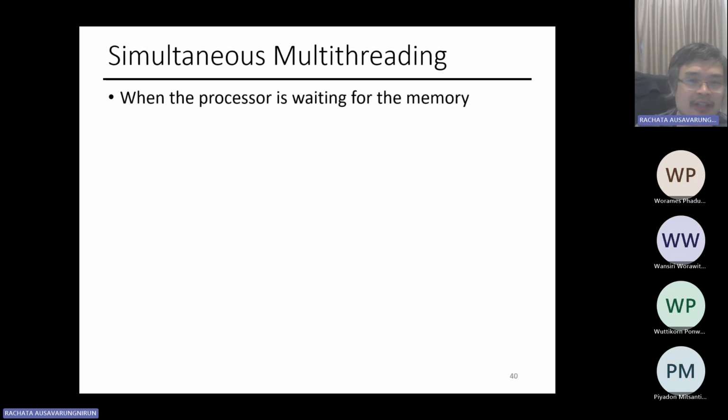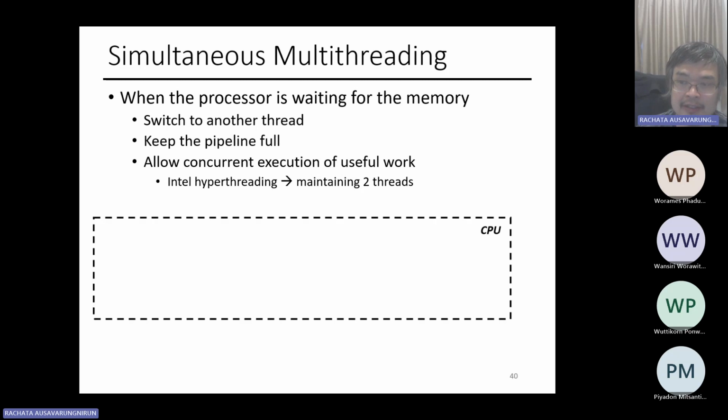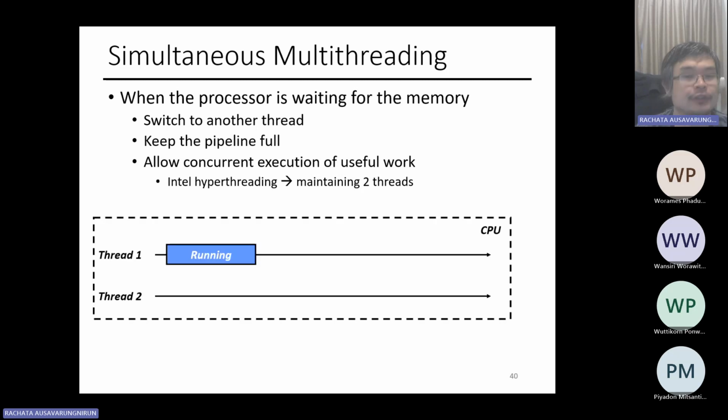So this idea has been around for a long time. It's called simultaneous multi-threading. When the processor is busy waiting for a higher-level cache or even the main memory, I would switch to another thread to keep the pipeline full, right? One example is the Intel hyper-threading technology, which basically maintains 2 threads and allows concurrent execution to do useful work, right? So here's a visualization of this.